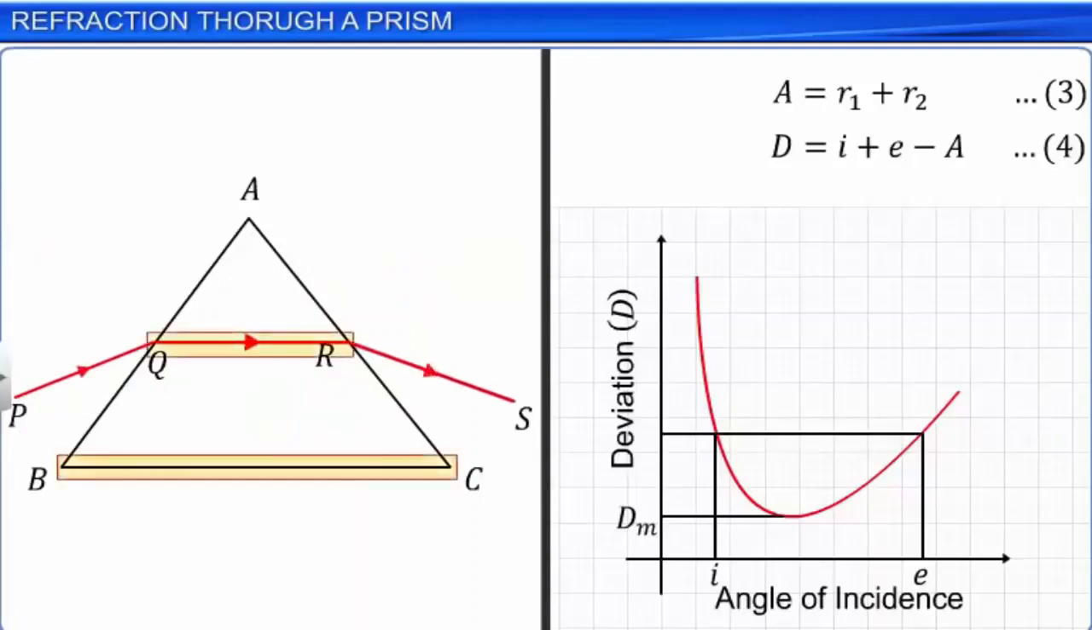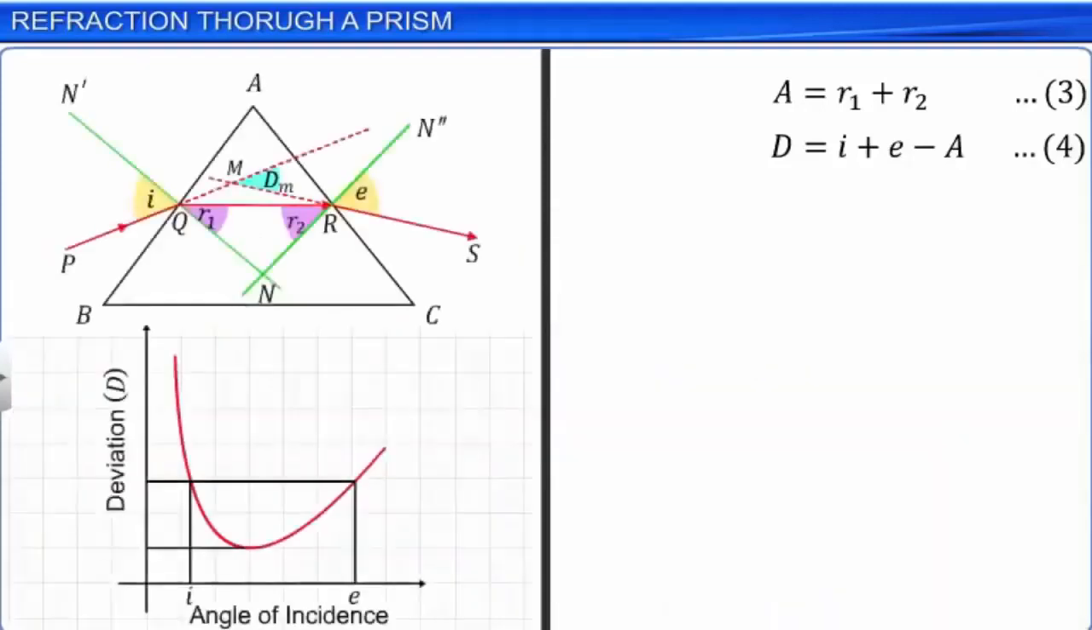Because of the symmetry, we can also write that R1 is equal to R2 and let them be equal to R. Hence, when the prism is at its minimum deviation, equation 3 can be written as A is equal to 2R or R is equal to A by 2. Equation 4 can be written as dm is equal to 2I minus A or I is equal to (A plus dm) by 2.